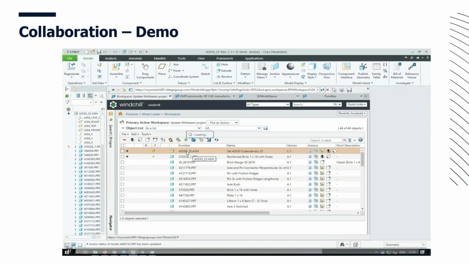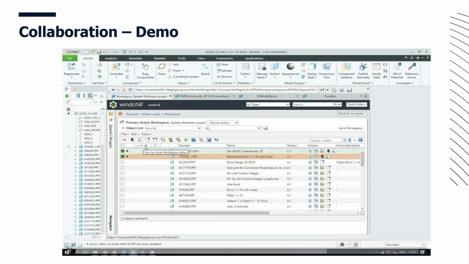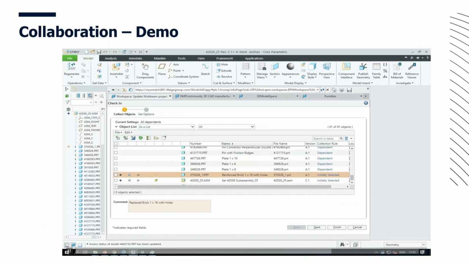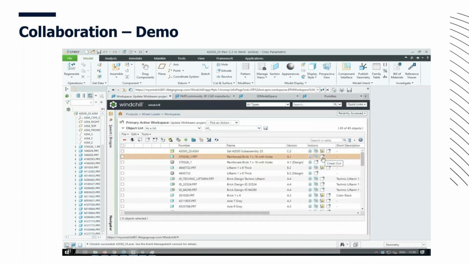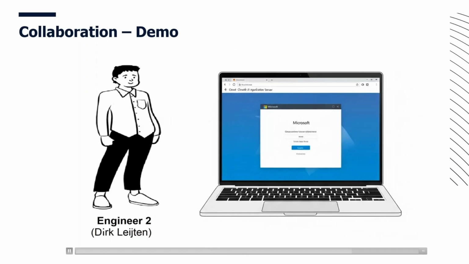When you want to share this modification, so we created a reinforced brick and the assembly is checked out because the file is replaced, then you can check in the file. Maybe you want to update the reinforced brick again after the check-in, then you can check out and block the file for the other user. But now it's checked in and shared in the Windchill common environment.